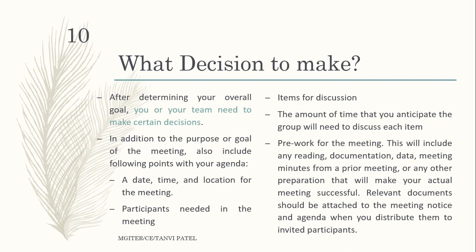In addition to the purpose or goal of the meeting, also include the following points with your agenda: a date, time and location for the meeting; participants needed in the meeting; items for discussion, which items you are going to discuss; the amount of time that you anticipate the group will need to discuss each item, means how much time the group will need for each point in the agenda; pre-work for the meeting, this will include any reading, documentation, data, meeting minutes for a prior meeting or any other preparation that will make your actual meeting successful.